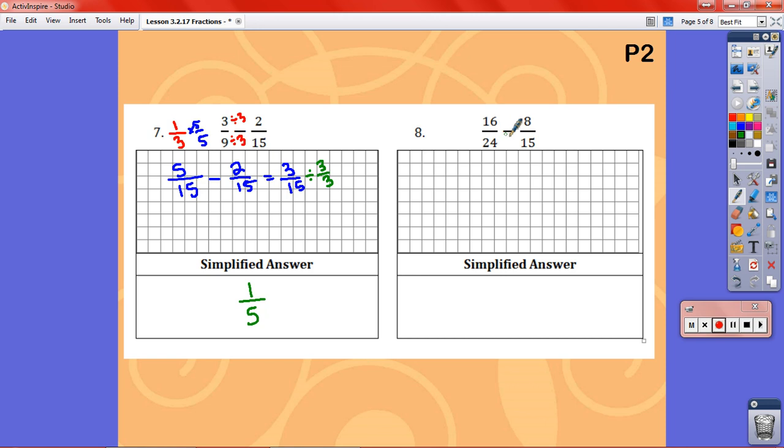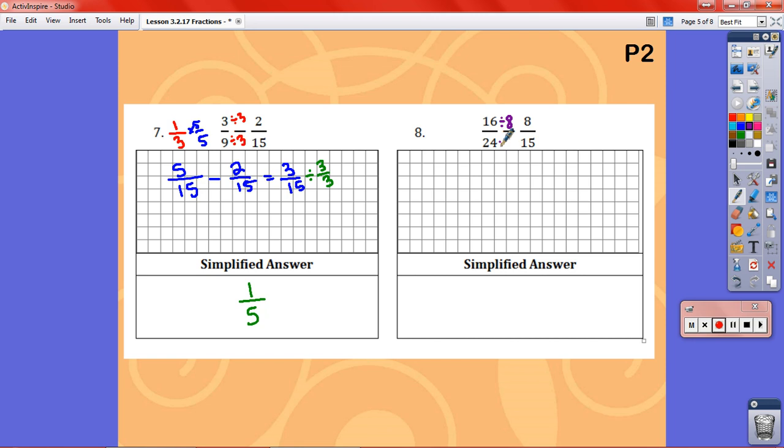Here we have 16 24ths minus 8 15ths. Can we simplify? Yes. 16 and 24, they're both even. I could divide by 2. They're both multiples of 4. I could divide by 4. They're also both multiples of 8. That's the biggest number I can divide by, so I'm going to go ahead and do that.